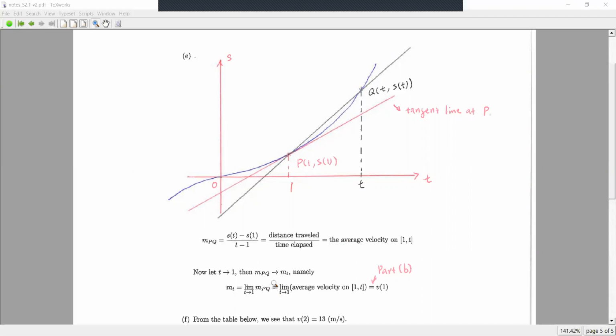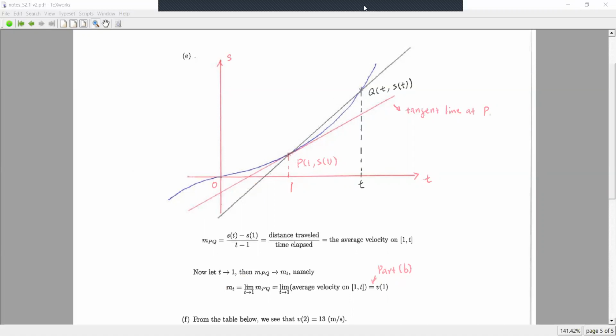So we have this equation. From part B, the limit of average velocity is instantaneous velocity. So therefore, the instantaneous velocity at the time 1 is the slope of the tangent line at the point P, at this point.